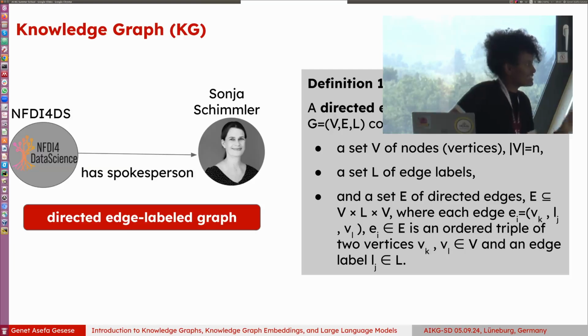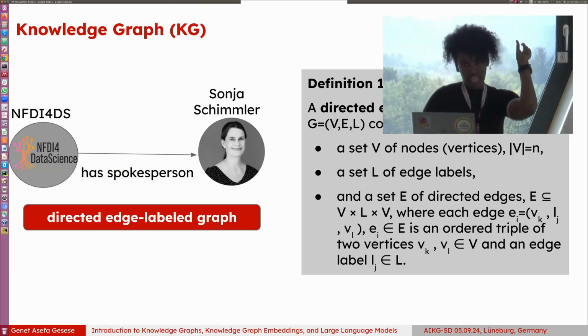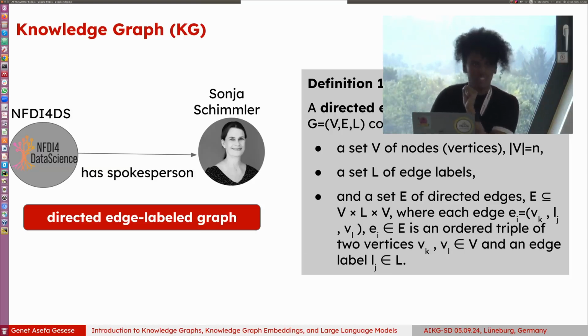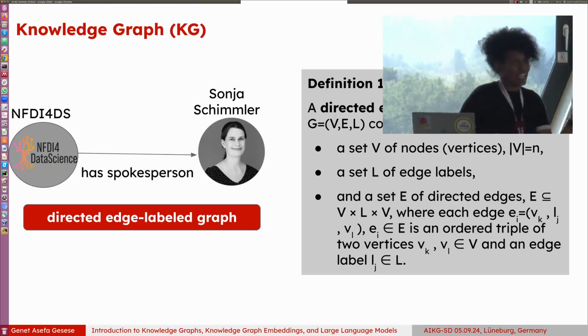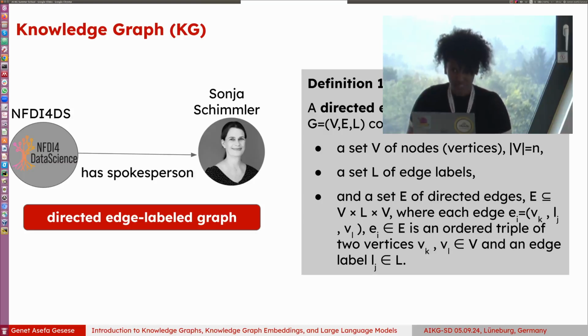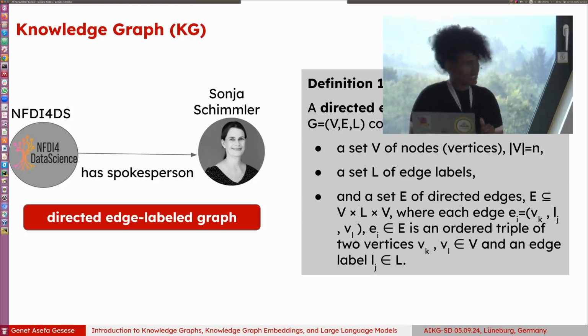And then we have a set L of edge labels, the labels, like for example, "has spoken", "has spokesperson" from the previous example, which is the set of labels we have. Now, a set E of directed edges, which is a subset of V cross L cross V. This is, in simple terms, the triples that we have in the knowledge graph. So we can define this formally like this.